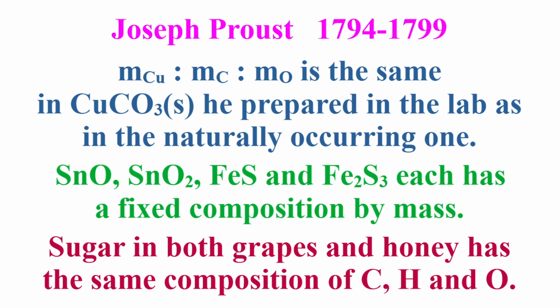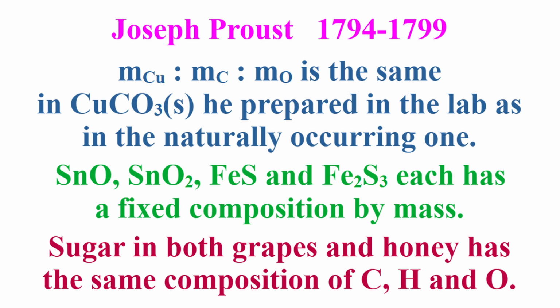1794. He prepared copper(II) carbonate in the lab and showed that it had the same composition by mass of copper, carbon and oxygen as the naturally occurring compound. He also studied each of the two tin oxides, namely tin(II) oxide and tin(IV) oxide, as well as each of the two iron sulfides, namely iron(II) sulfide and iron(III) sulfide. He demonstrated that different samples of each of these compounds had the same fixed composition of the two elements in question.